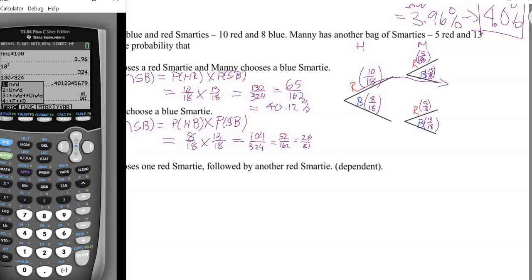All right, let's use fancy fractions. Remember, if you don't have the fraction key, you don't need to worry about it. 8 out of 18 times fancy fractions 13 out of, not 3. See, that wouldn't work. I'm going to insert a 1. 13 out of 18, enter, 26 out of 81. Still got it.